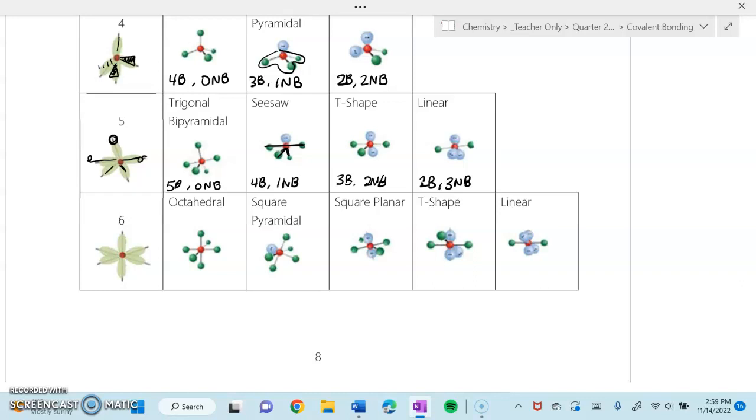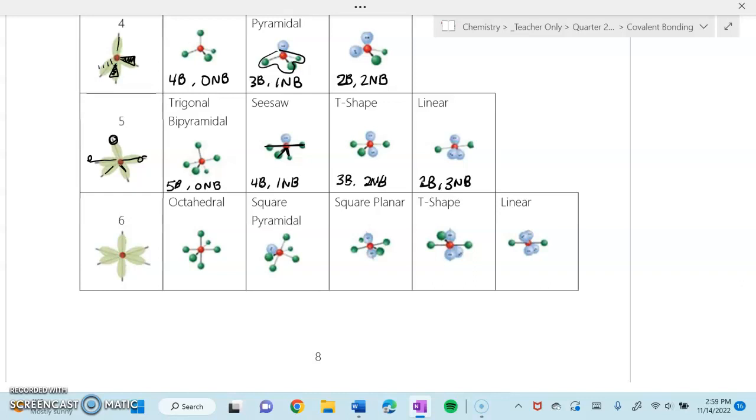But as we add lone pairs, we do not actually get to see those bonds because there's no atom attached to them. And so, although the electrons will repel and hold that position, we'll see these other shapes of the molecule start to emerge.